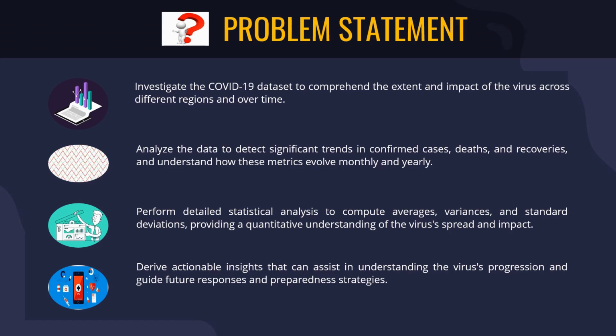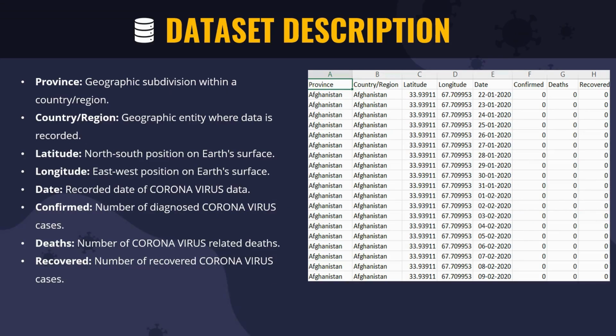The dataset includes crucial information such as geographic location, province and country or region, coordinates, latitude and longitude, and dates. It tracks confirmed cases, deaths and recoveries. These elements allow us to perform detailed analysis and draw meaningful conclusions about the pandemic spread and impact.